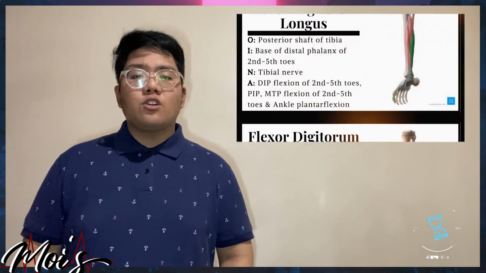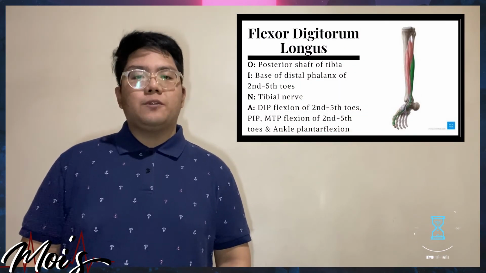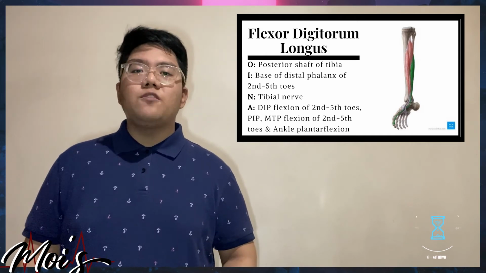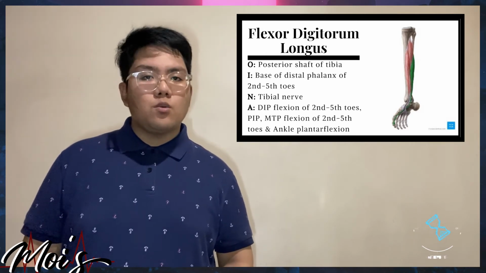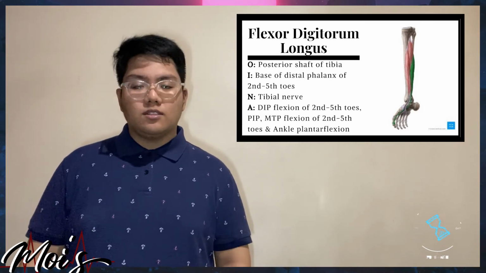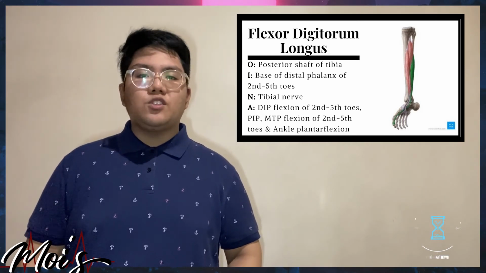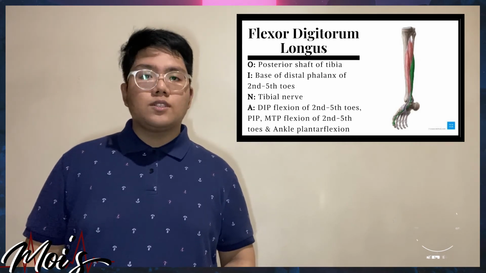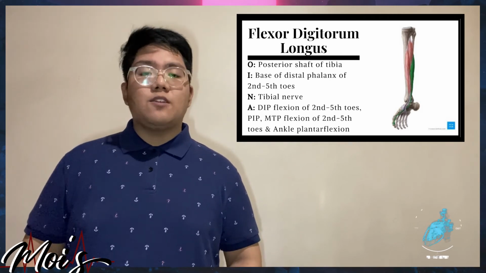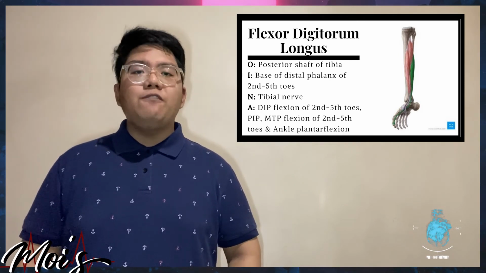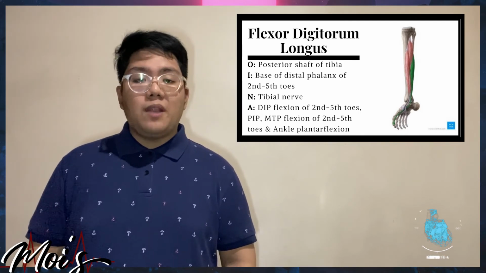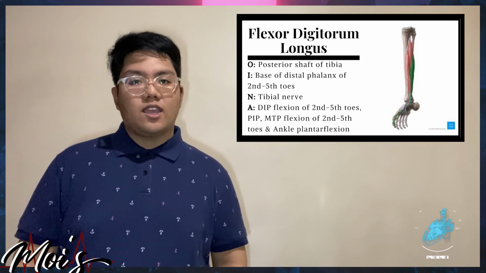The flexor digitorum longus muscle originates from the posterior shaft of the tibia and inserts at the base of the distal phalanx of the second to fifth toes. This muscle is smaller than the flexor hallucis longus muscle. This muscle's action is to flex the second to fifth toes, first at the distal interphalangeal joint, then the proximal interphalangeal joint, and finally the metatarsophalangeal joint. It also aids with the plantar flexion of the foot at the ankle.